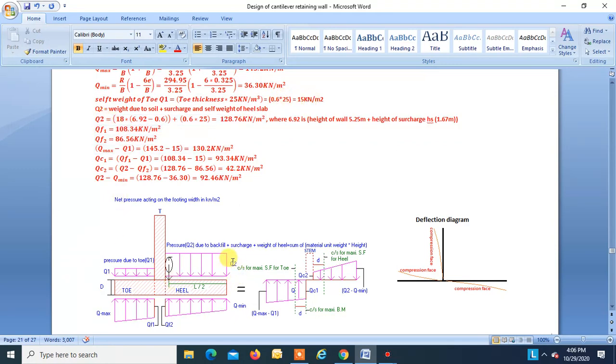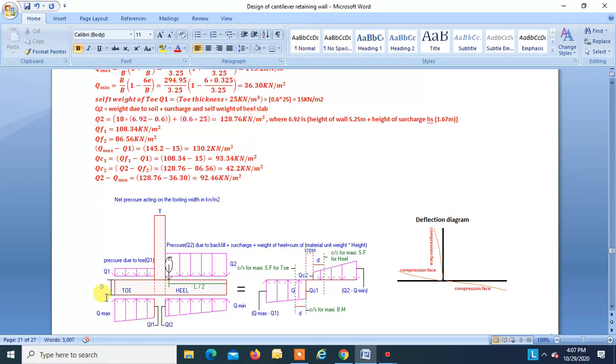Q2 is the weight due to soil plus surcharge. Our total height we are taking as 6.92 minus the depth of the base slab. That will be the height of the backfill plus the fictitious height of the surcharge, into the unit weight. So that will give the pressure, and this is due to the heel. The thickness of heel is 0.6 into 25, so this is the pressure developed due to the self weight of heel. So total is 128.76 kilonewton per meter square.